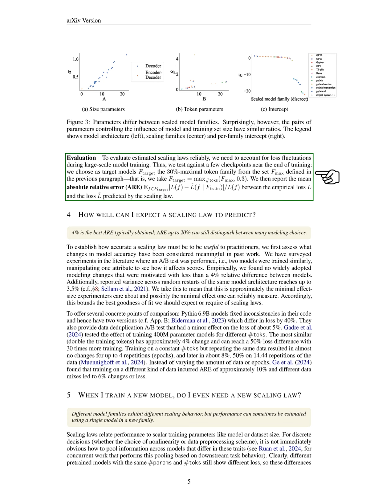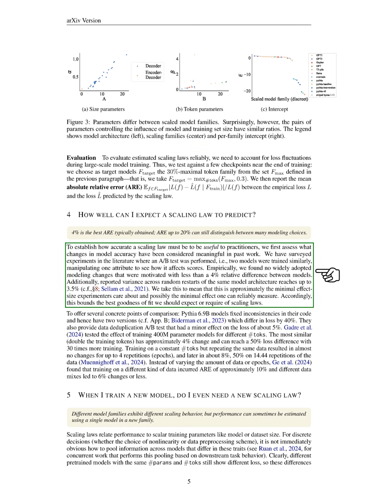To evaluate the accuracy of our estimated scaling laws, we account for loss fluctuations during large-scale training. We test against several checkpoints near the end of training, selecting target models based on the maximal token family defined earlier. We report the mean absolute relative error between the empirical loss and the predicted loss from the scaling law. To determine the usefulness of a scaling law for practitioners, we examined past experiments where A/B tests were conducted.